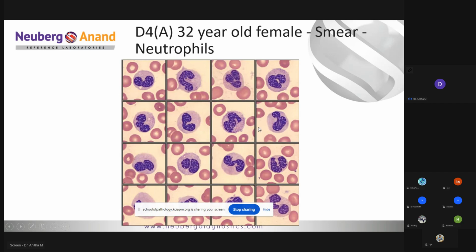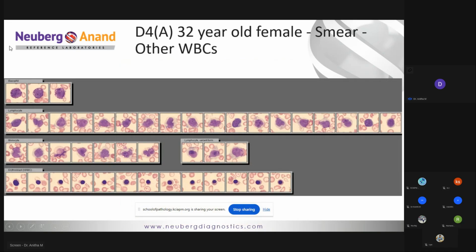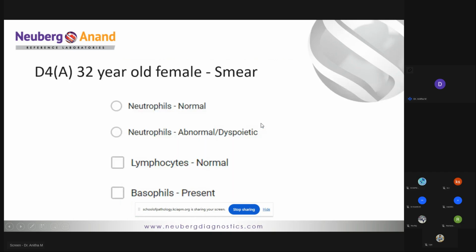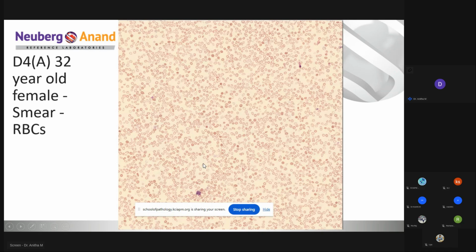But definitely, if you look at even the lobations like this or this, and there's no granularity at all, this is definitely a dysplastic neutrophil. And NRBCs were there, but there were also basophils and lymphocytes. You can consider these to be normal. So we needed you to choose neutrophils being abnormal or dysplastic and basophils being there.